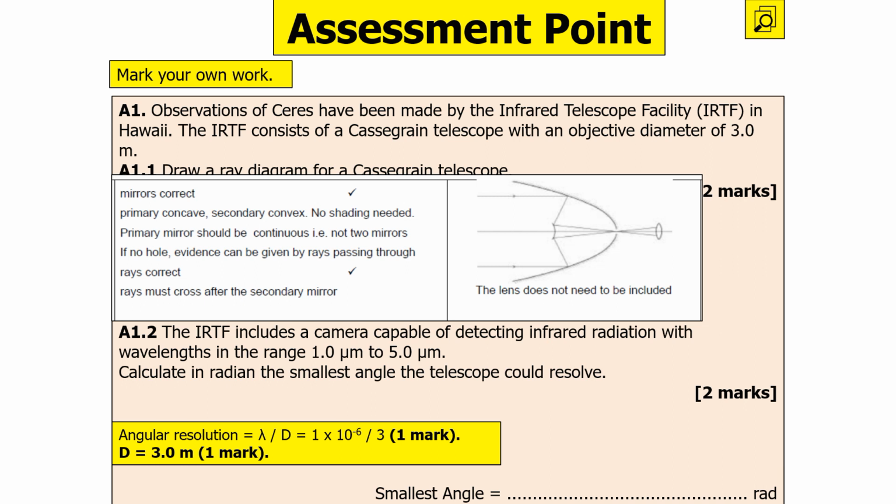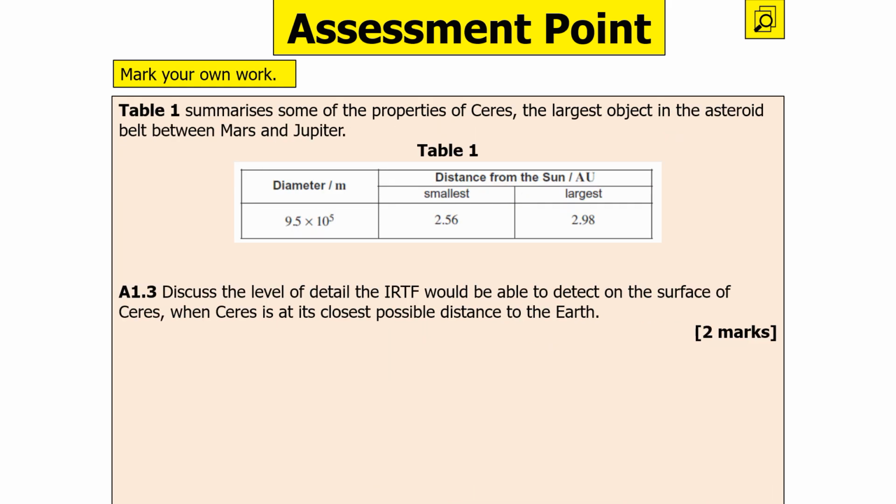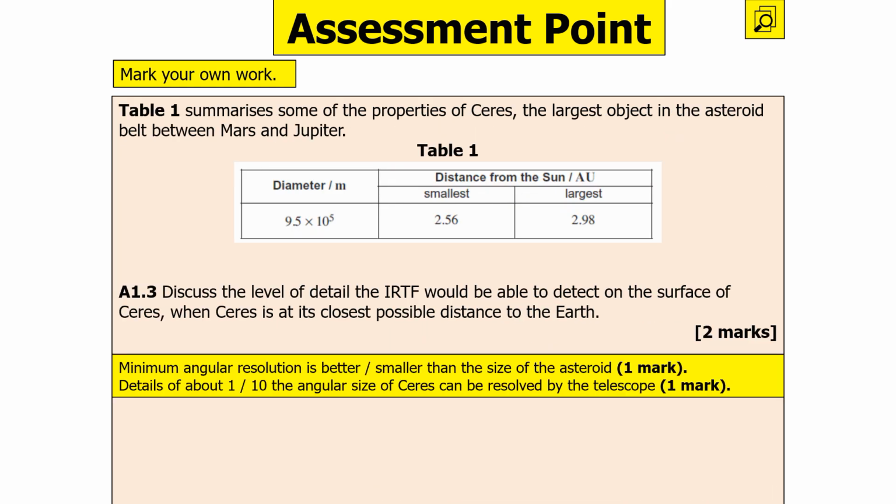Now again, the smallest wavelength will give us the smallest angle we can resolve from the equation, so we then say it's 3 meters. In this next one, because you've got the distance there, you can work out that the minimum angular resolution is going to be better or smaller than the size of the asteroid, so you'll get details of about 1/10 the angular size of Ceres, which can be resolved by the telescope.